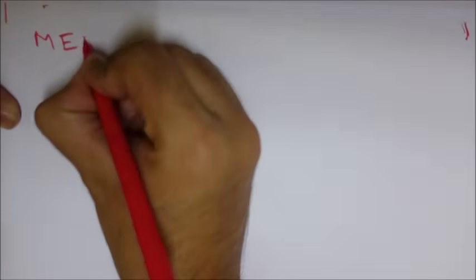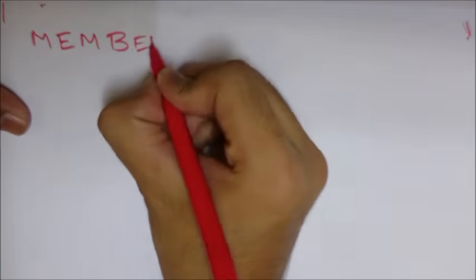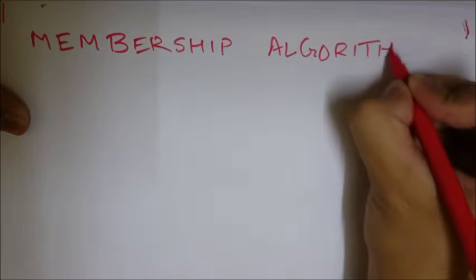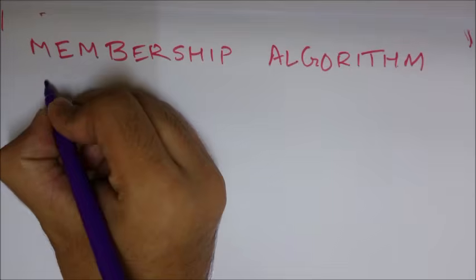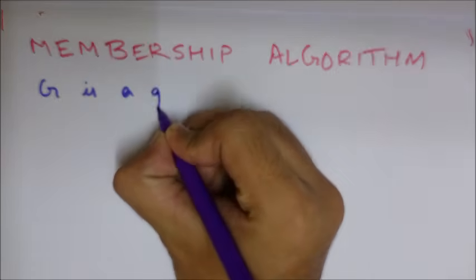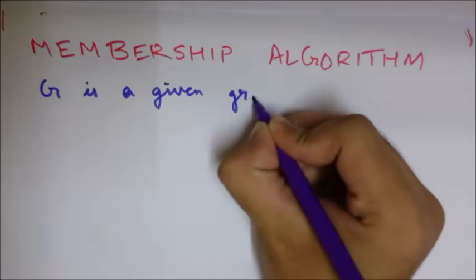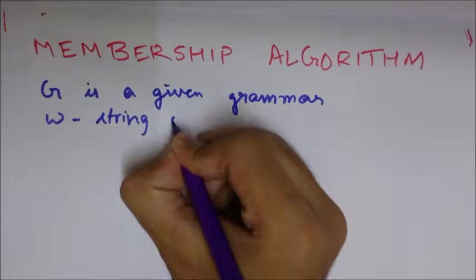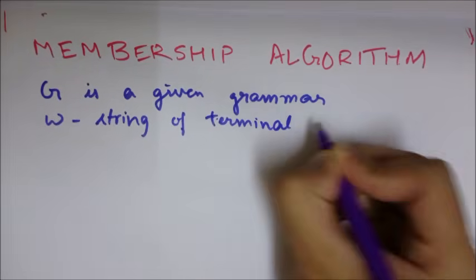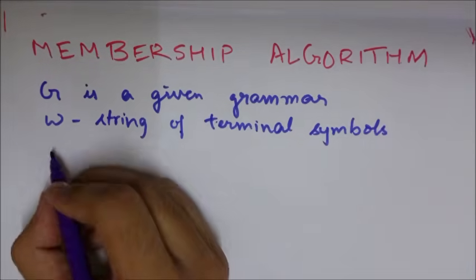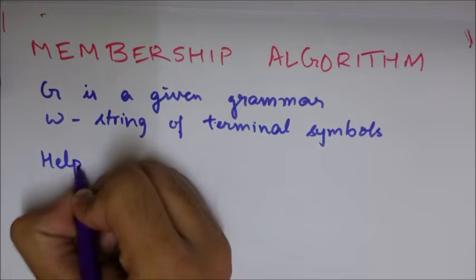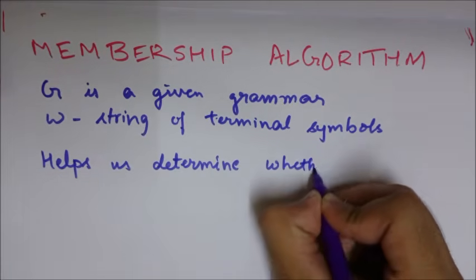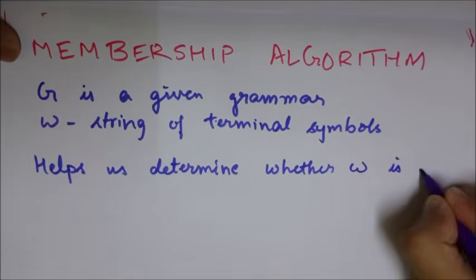Hi, in this video I will teach you the CYK algorithm, which is a membership algorithm. First, let's see what a membership algorithm is. G is a grammar that's given to us. W is a string of terminal symbols. Now, a membership algorithm helps us to determine whether W is a part of the language generated by the grammar G.